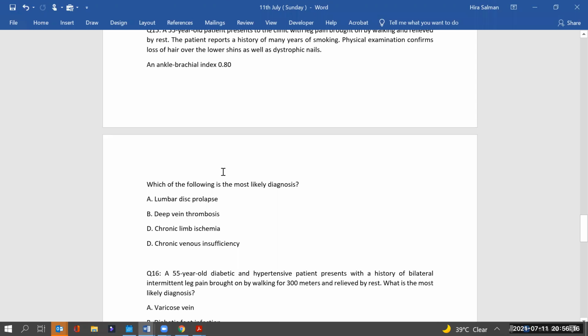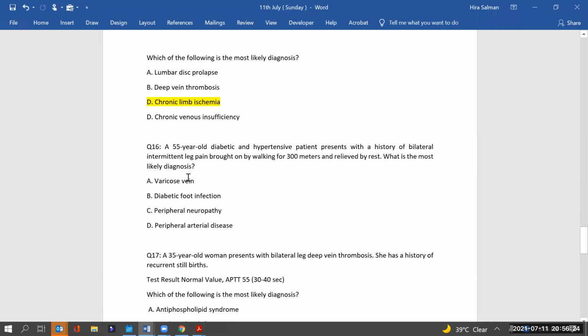If there is any PAD written, or chronic limb ischemia, which is another name for it, we'll go for that. Then a 55-year-old diabetic, hypertensive patient presents with a history of bilateral, both of the legs, intermittent leg pain. Yes. Also read the other options.